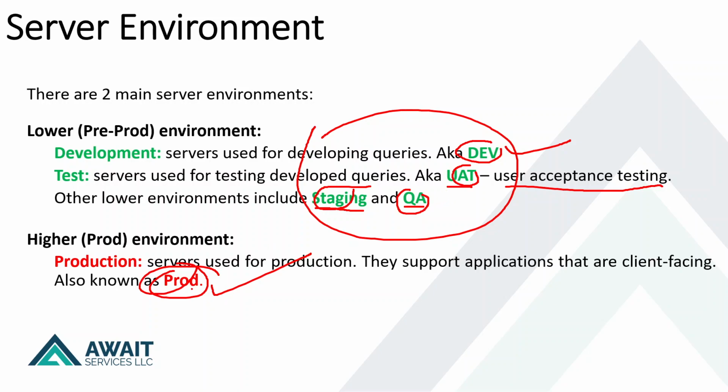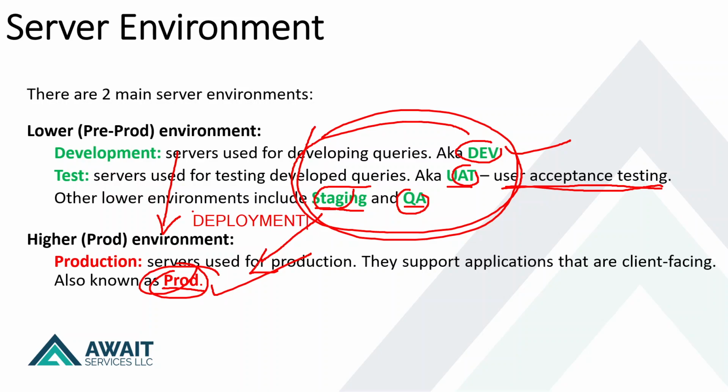But we don't do such things on prod. Before queries or applications go to prod, they must have gone through this process. Well developed, well tested. Make sure that everything meets the expectation of the client before they get deployed. The process through which a query goes from pre-prod to prod is called deployment.